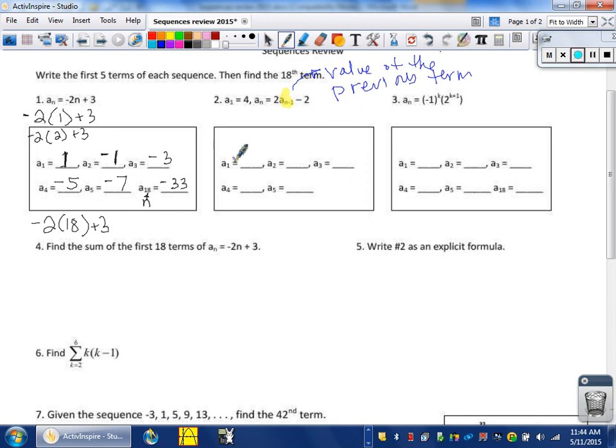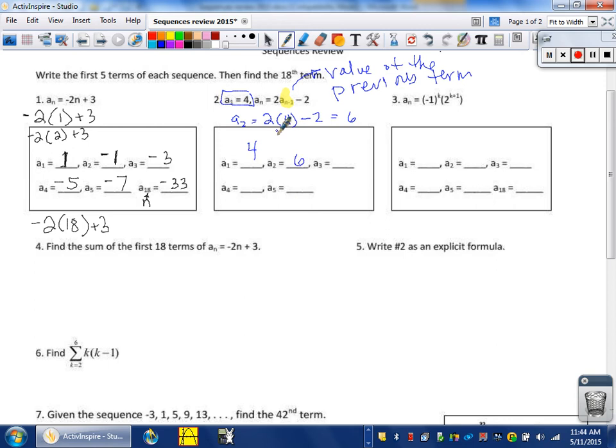So the first term is given to you as 4. The second term is 2 times the first term minus 2. So anytime you see this n minus 1, it doesn't mean subtract, it means the previous term. So 2 times the previous term minus 2, 2 times 4 minus 2 is 6.